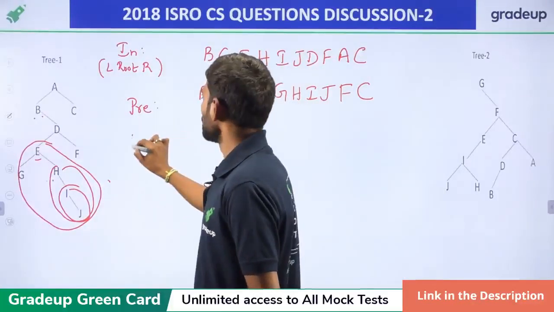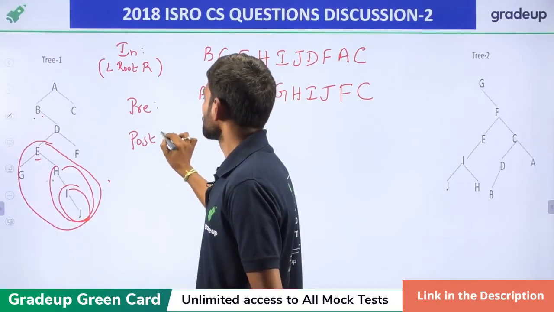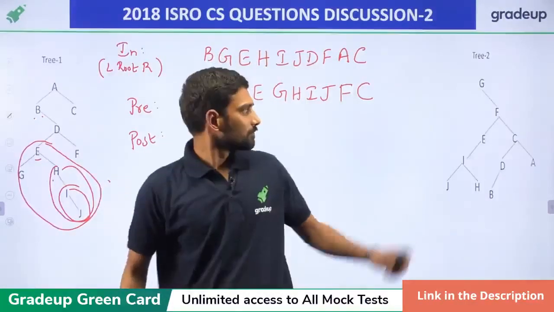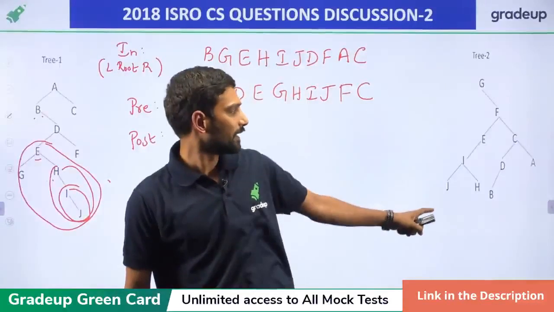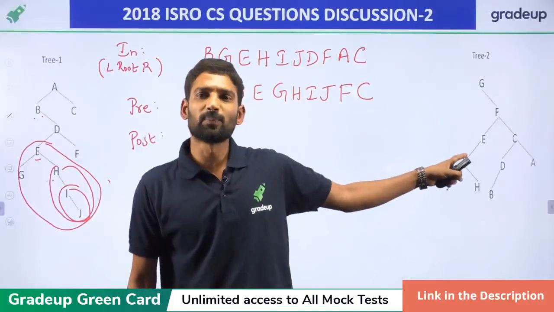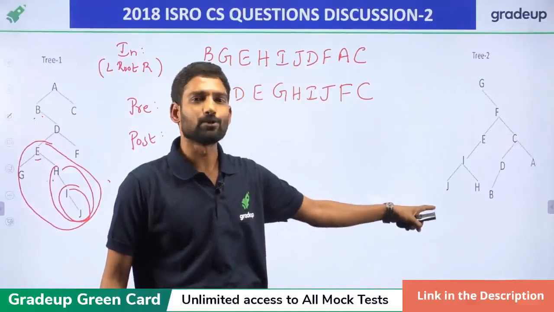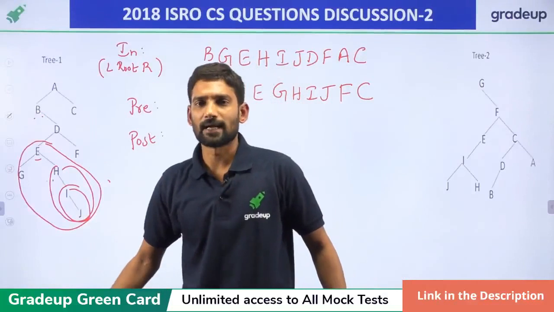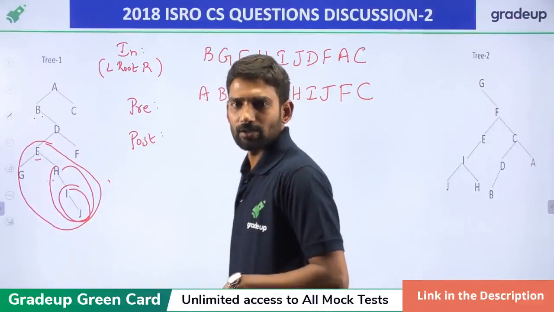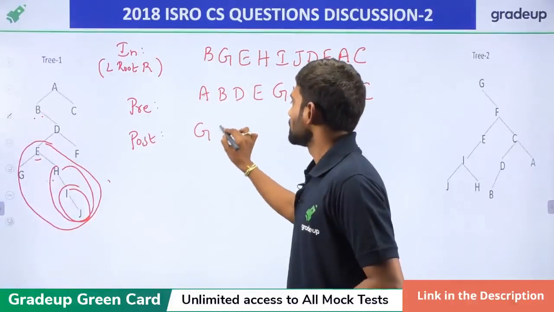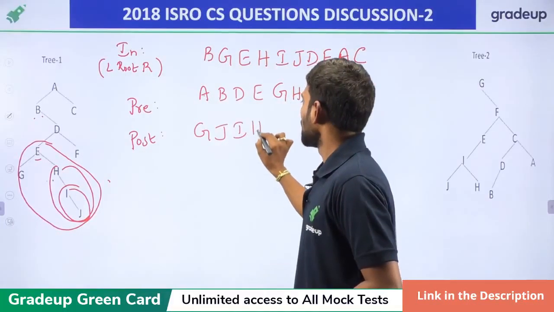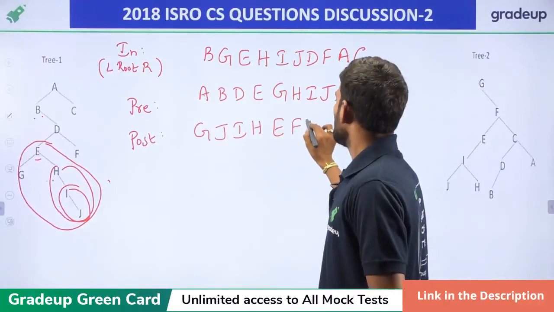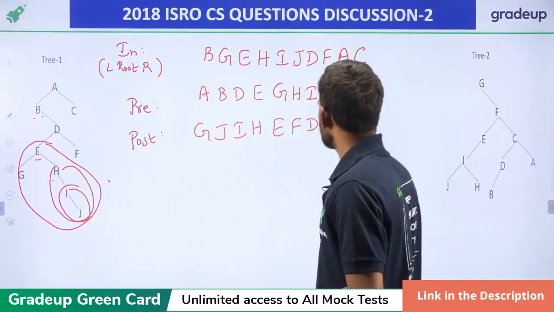Similarly, what is post-order? Quickly. I am doing this, right? Somebody can help us with the in-order, pre-order, post-order traversals of tree 2. Quickly, guys. Definitely your help will be appreciated. Yeah, Mayuresh: G, J, I, H, E, F, D, B, C, A.